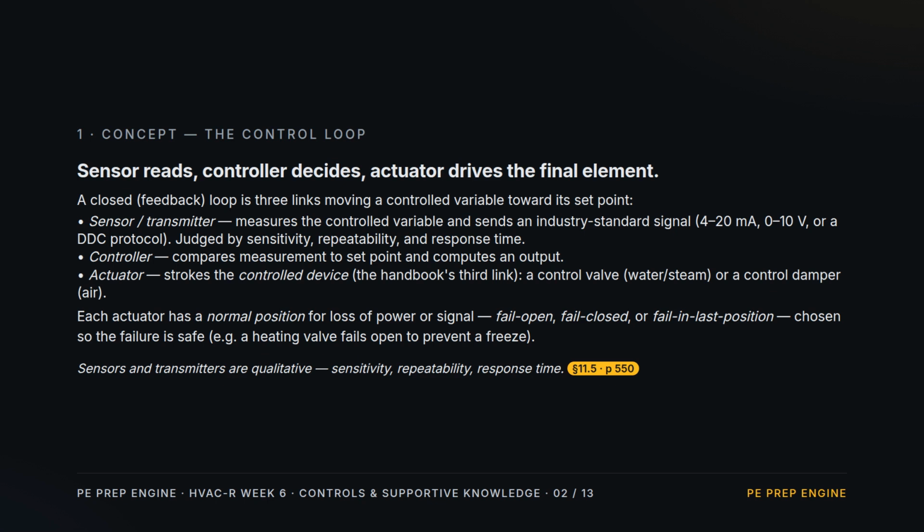The controller compares measurement to set point and computes an output. The actuator strokes the controlled device, the handbook's third link: a control valve on water or steam, a control damper on air. Each actuator has a normal position on loss of power: fail open, fail closed, or fail in last position, chosen so the failure is the safe one. A heating valve fails open to prevent a freeze.